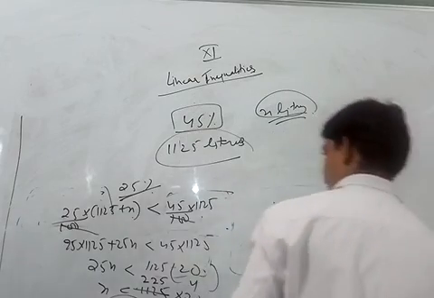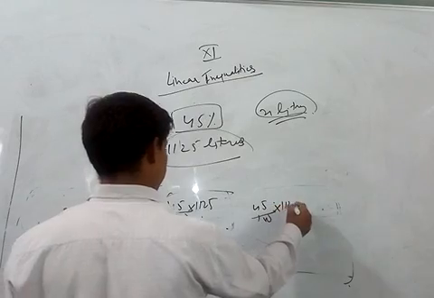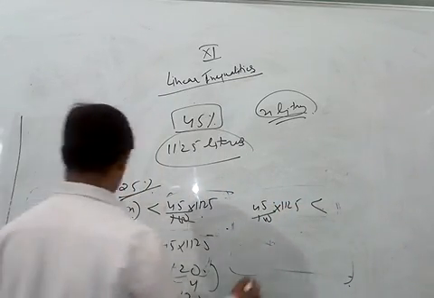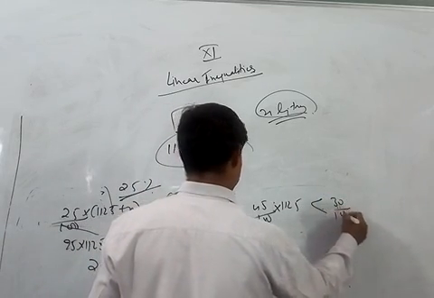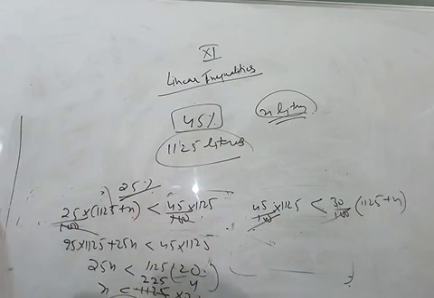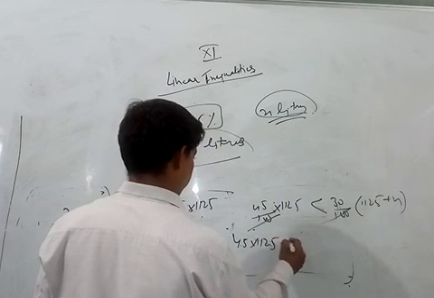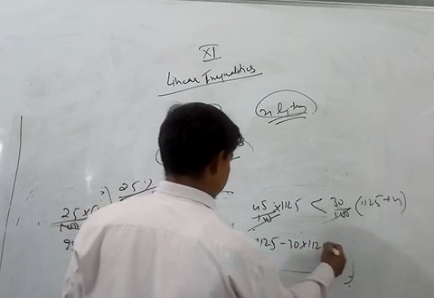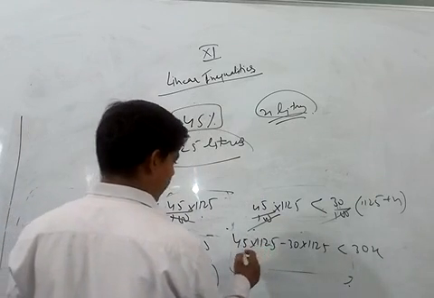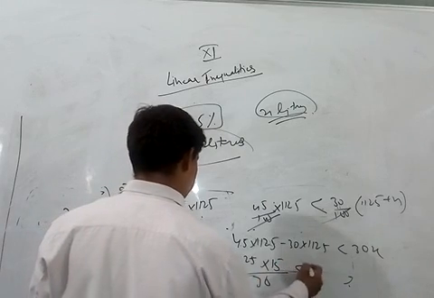So we are getting 45 upon 100 into 1125. This is the acid content, should be less than what? 30%. 30% of 1125 plus x. Cancel out. And we can write 45 into 1125 minus 30 into 1125 is less than 30x. We can solve this: 1125 common into 15 upon 30 is less than x.